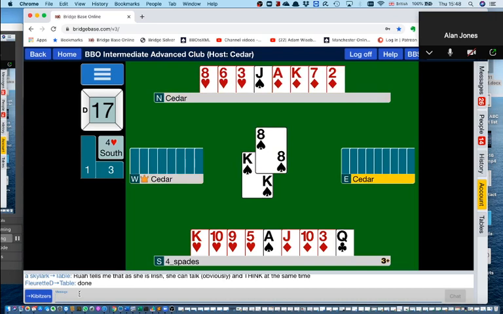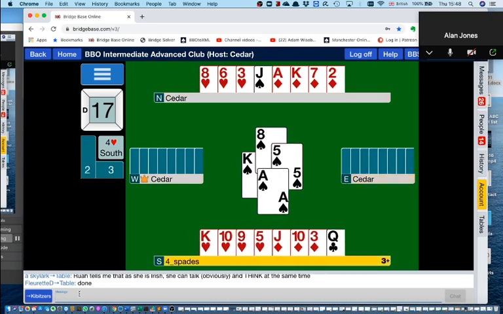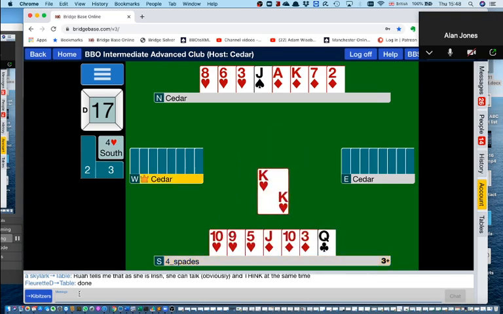I think this is straightforward, yes. High, even number. Yes, there's one trump left out. I think it's right to take it.